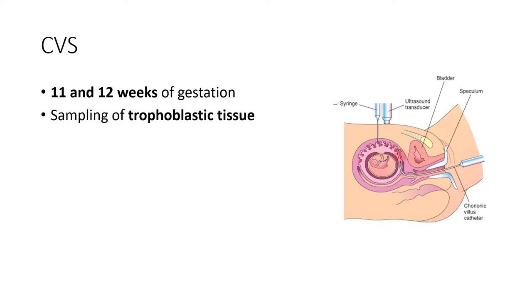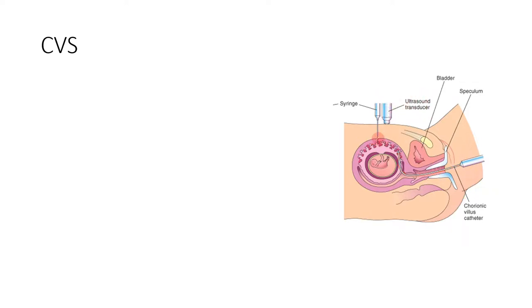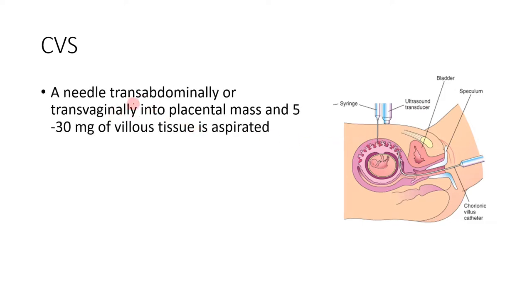The sampling can be done either by a catheter, a chorionic villous catheter. It's a malleable catheter that can be introduced through the vagina, through the cervix into the uterine cavity, and you can scrape a little bit of chorion here, or you can go transabdominally. Okay, you can have two routes for doing this, and this obviously needs an ultrasound transducer again. So a needle is inserted transabdominally, or a catheter is inserted transvaginally into the placental mass, and 5 to 30 milligrams of villous tissue is aspirated.